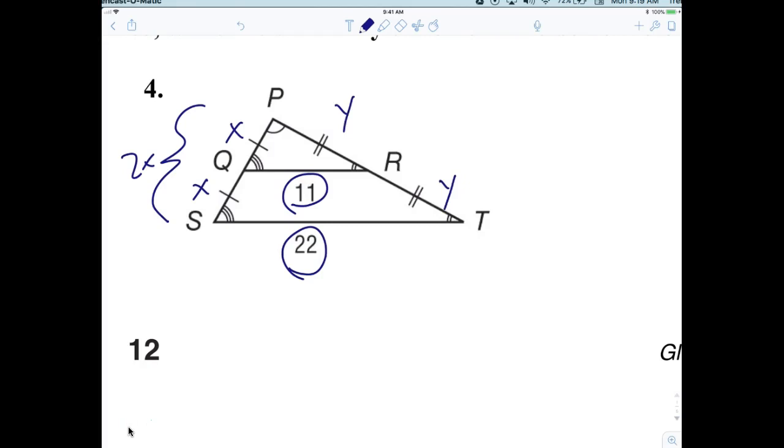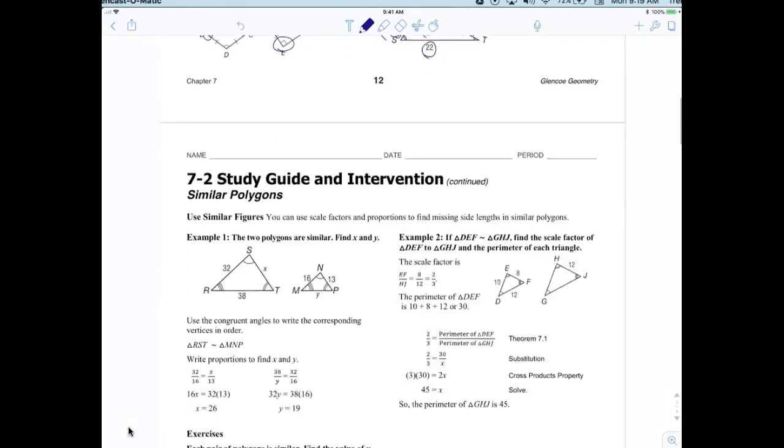So that's a really good problem, because it kind of doesn't look like it's similar. It looks like the ratio of the sides is 1 to 1 instead of 1 to 2. That's how they trick a lot of kids on that question. All right, let's go now down here.